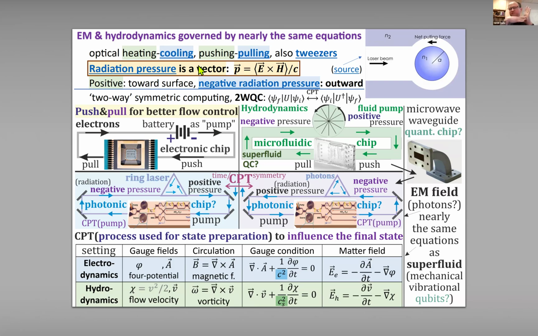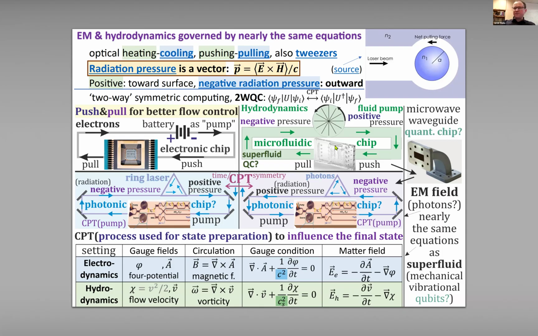It can be toward positive, toward the surface, but can also be negative, outward from the surface. So we can think about the electronic chip situation this way: we have this two-way control. We have a battery which both pushes electrons into the chip, but also actively pulls electrons from the chip with potential. So it has better flow, better control of the flow of information thanks to that.